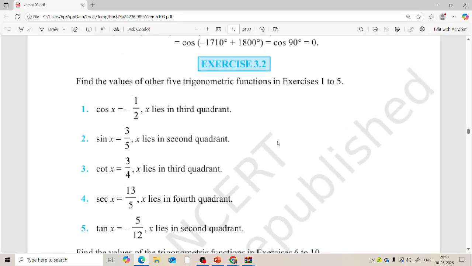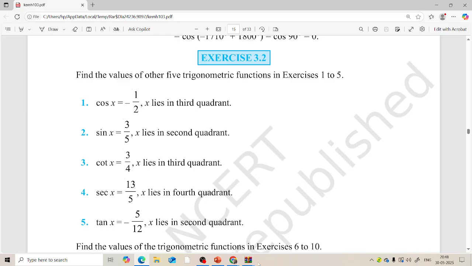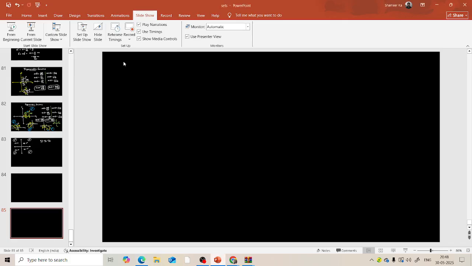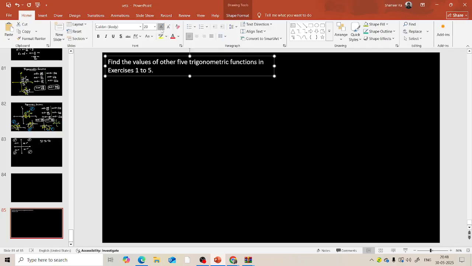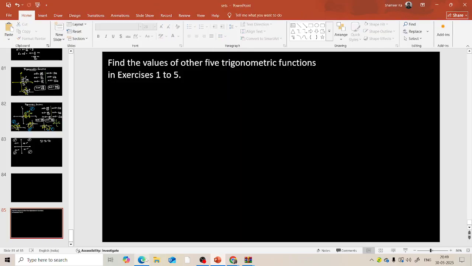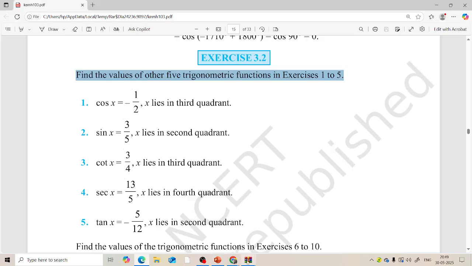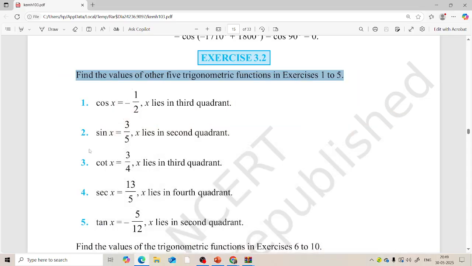Let me select a question from the textbook. This one I am discussing. Find the values of other 5 trigonometric ratios. I am not discussing in the correct order, but I will cover all the problems. Let me begin with the second question.